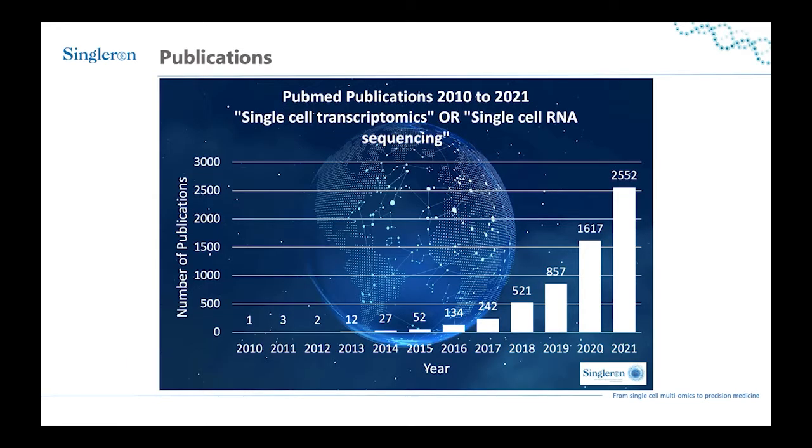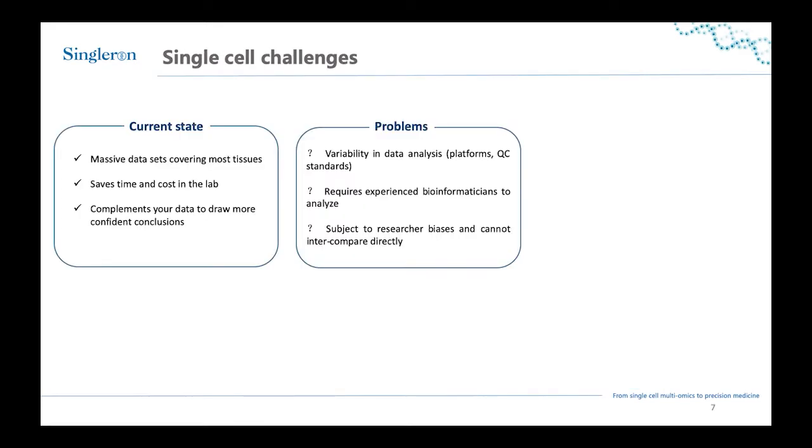So this field has been growing quite fast in the last few years, and a way to look at this is to look at the number of publications that come out every year that use single cell. You can see that just last year, over 2,500 papers were published. And with this come positive things. We have massive data sets that cover most tissues, either in healthy or diseased states. Exploring these public data sets can save you time and cost in the lab and can complement your own data and allow you to draw more robust conclusions.